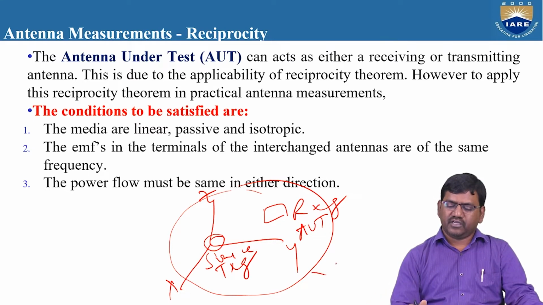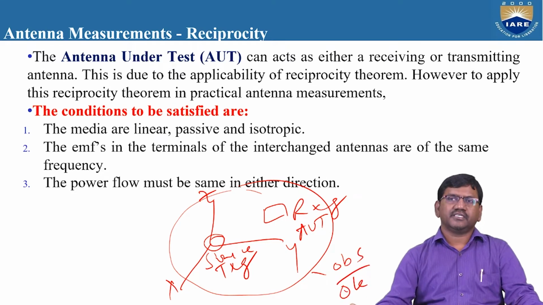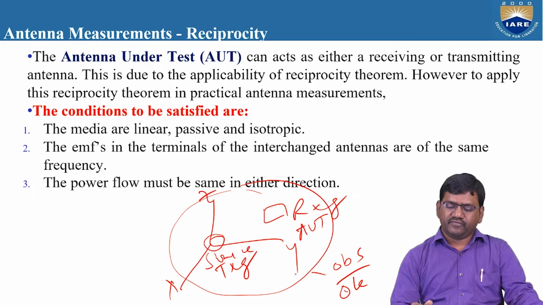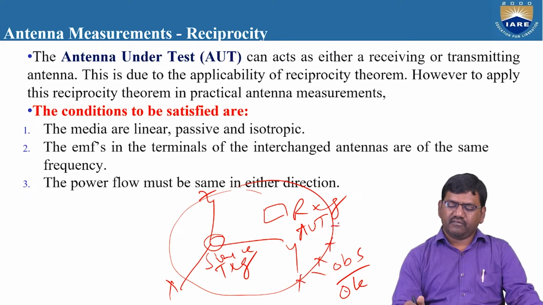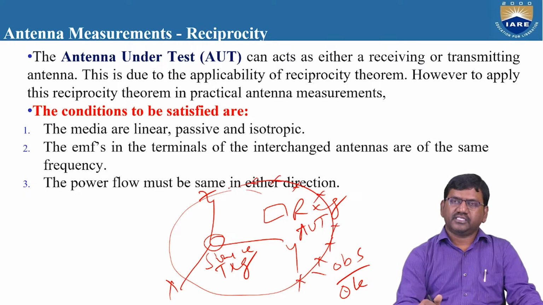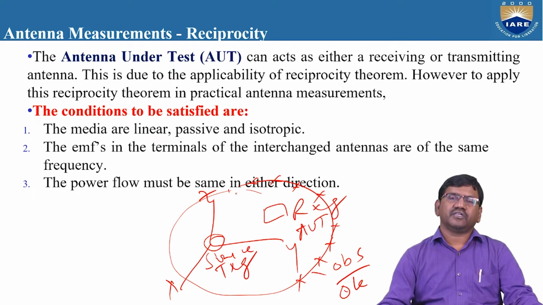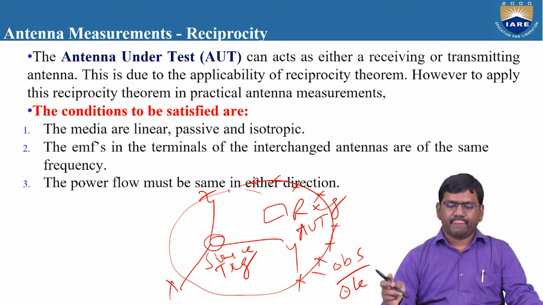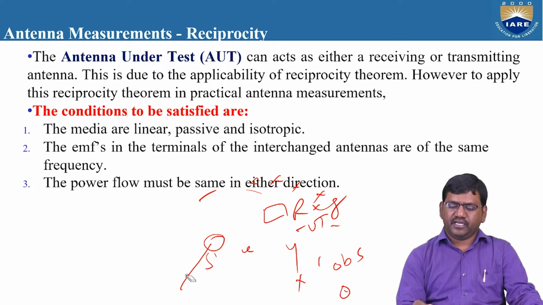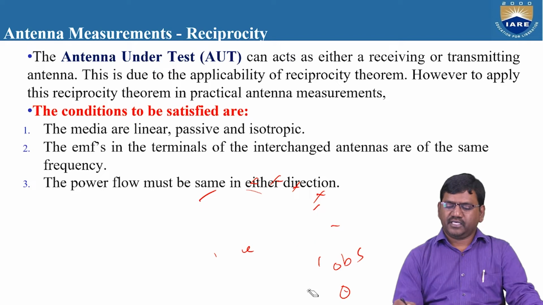So this circle we can call an observation circle. On this observation circle, whatever field strengths the receiving antenna observes, we need to record all the readings. Based upon the readings that we obtained, we need to draw the radiation pattern. So this is the setup required for us to determine the parameters or to draw the radiation pattern of an antenna.